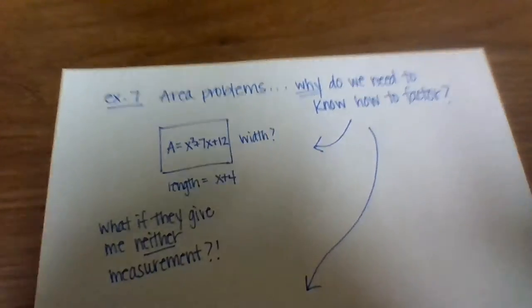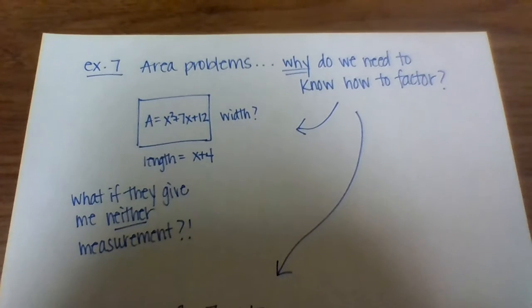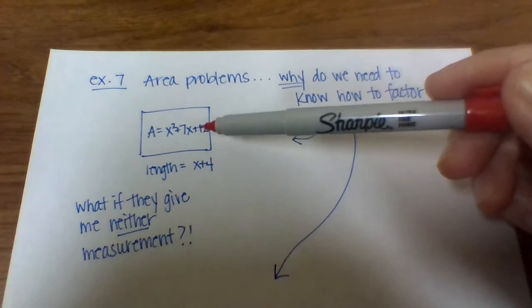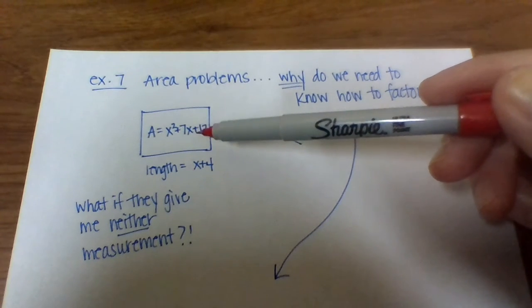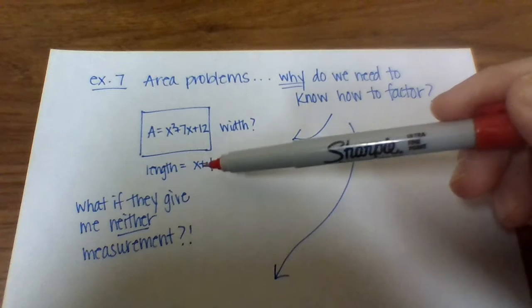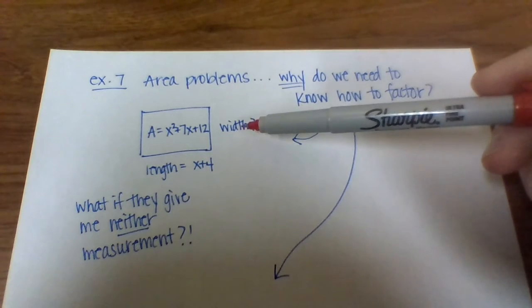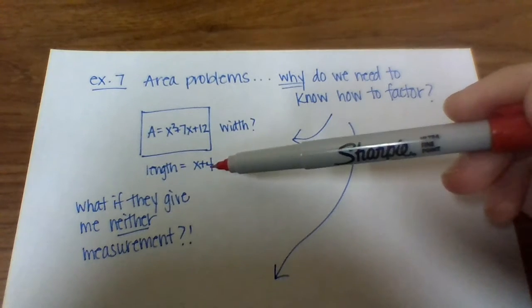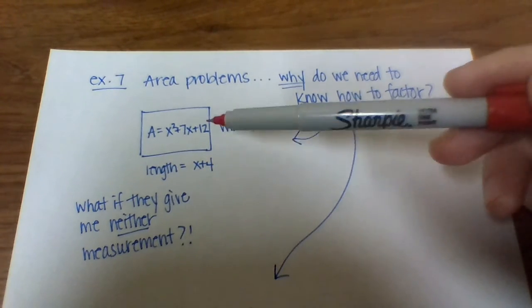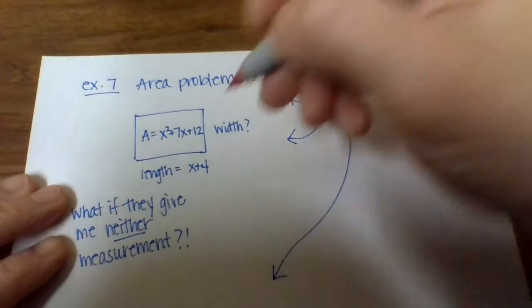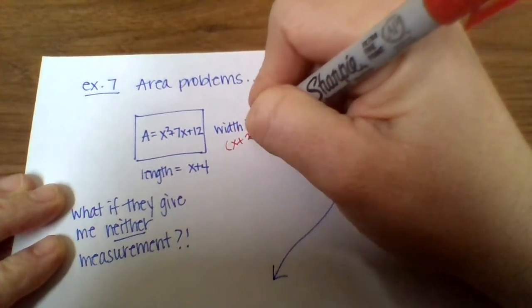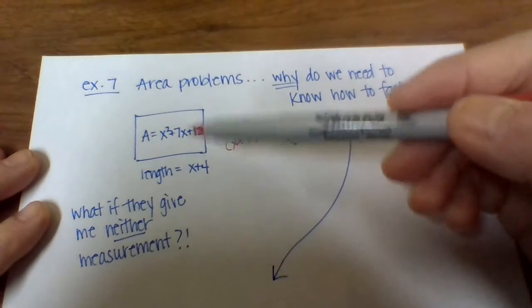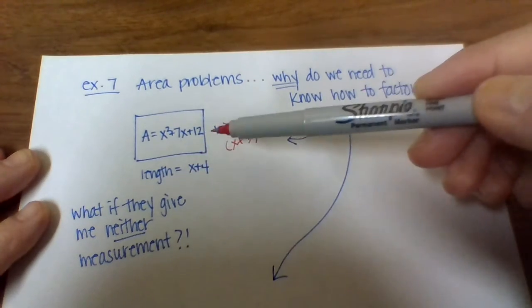Okay, so I'm going to do one more right now. And I want to see what you think. Okay, so if we have an area problem right here, and they say, hey, the area is x squared plus 7x plus 12, and you know the length, can you get the width? Well, of course you can. All you have to do is factor it. So if you know it's x plus 4, what times 4 makes 12? This is my favorite trinomial, so this one's easy, and that's why I used it. So the width would be x plus 3.